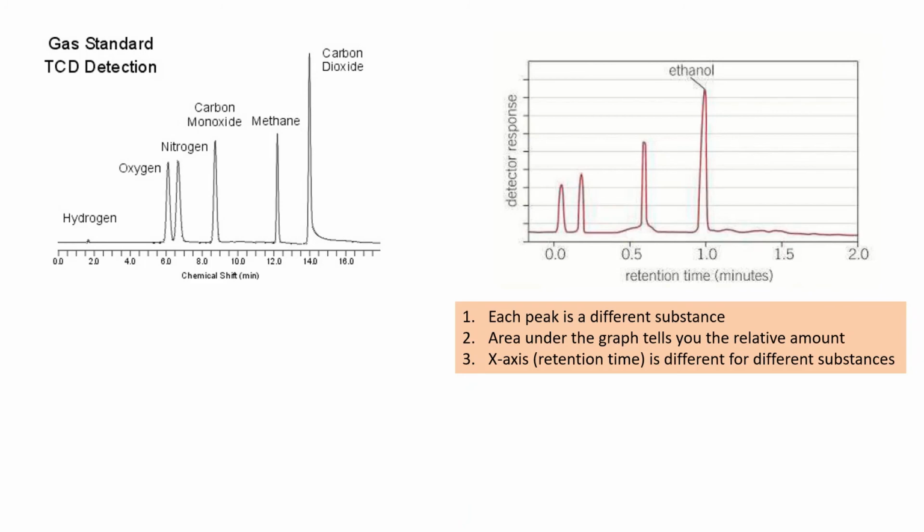On the left-hand side, you've got hydrogen, oxygen, nitrogen, carbon monoxide, methane, and carbon dioxide. So here you've got 6 types of substances in this sample. On the right-hand side, you've got 4, and one of them is ethanol. So 3 are not ethanol. If you look at point number 1, each peak is a different substance. Now, what does the peak represent? What does the detector response represent?